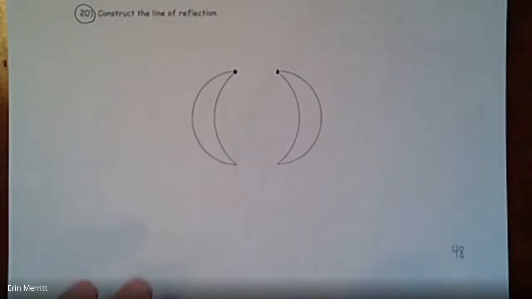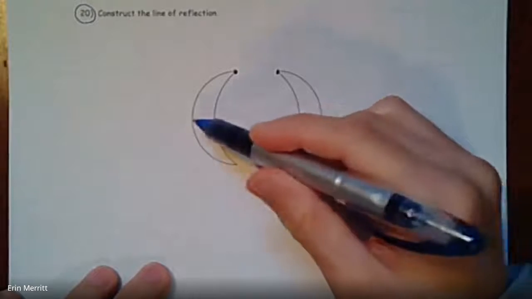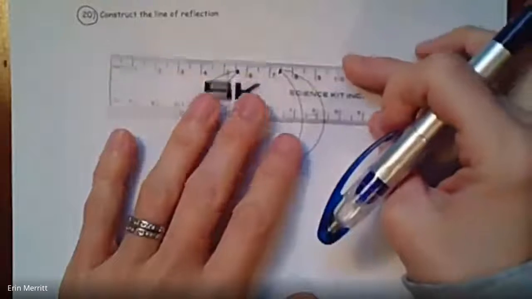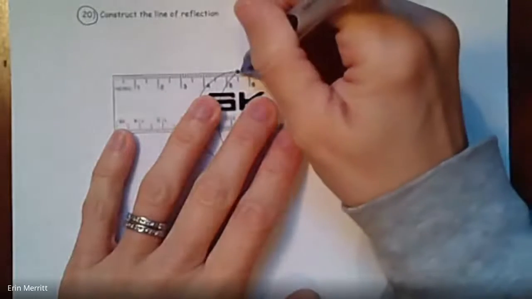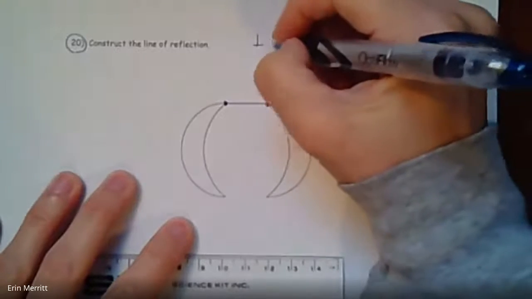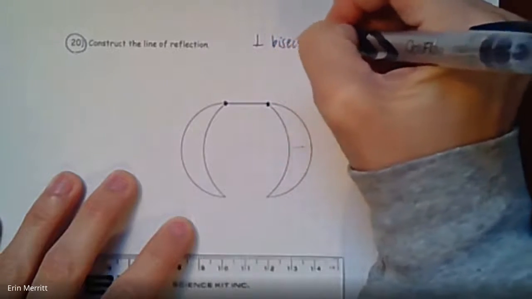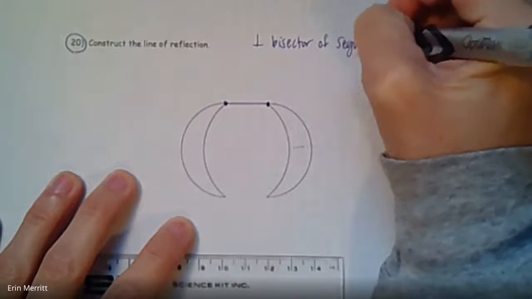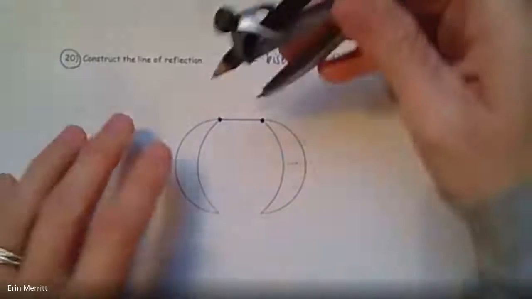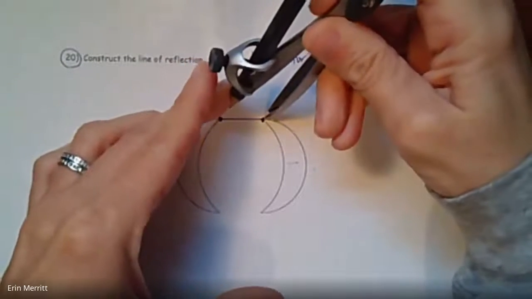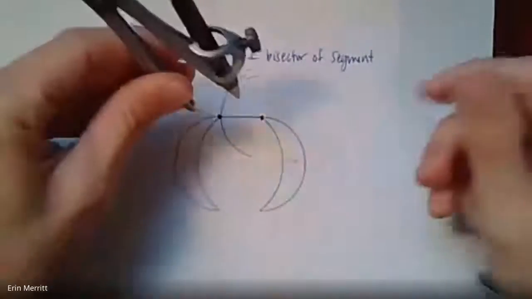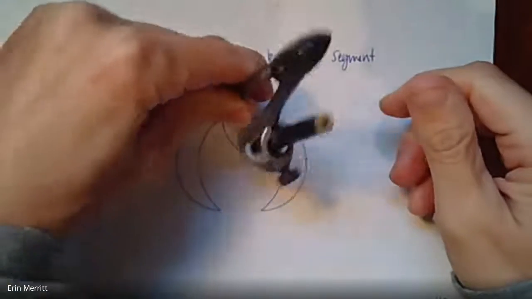Try not to pick arbitrary points like, oh, that looks like a point in the middle. Try to pick specific ones, all right? With that being said, we are going to construct the perpendicular bisector of that little segment. And that should be the line of reflection. So if I take here, make sure you're opening it more than halfway. Swipe an arc, and then go to the other end. Swipe the exact same arc.